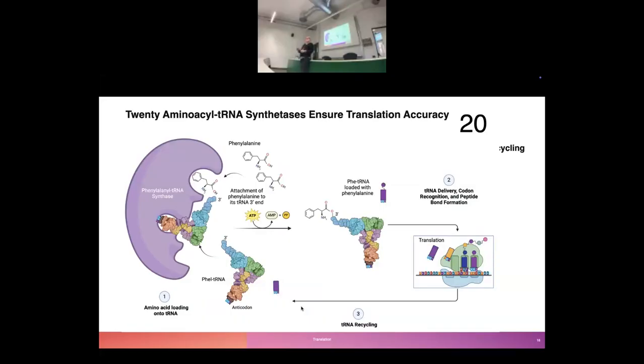Okay, what about the numbers? So we mentioned 20 amino acids, and there are 20 enzymes able to manage the covalent binding of amino acids to the tRNA. So those are the aminoacyl-tRNA synthetases, because the name says what they do. They will allow the synthesis, let's say, of the amino acid to the tRNA.